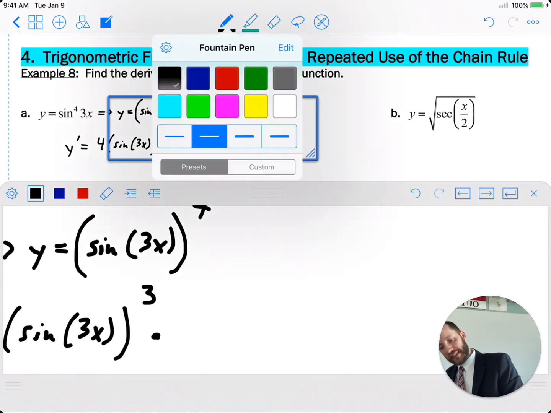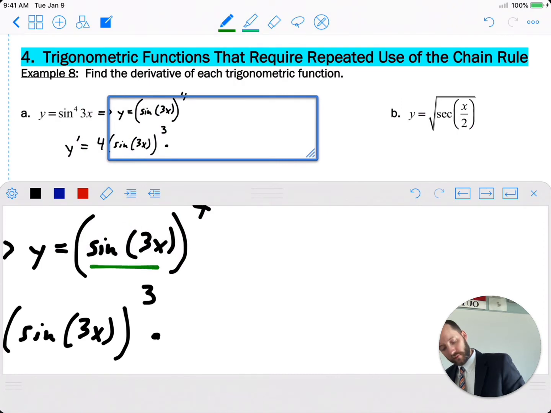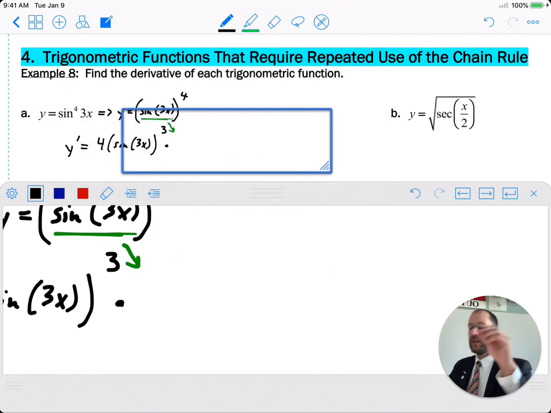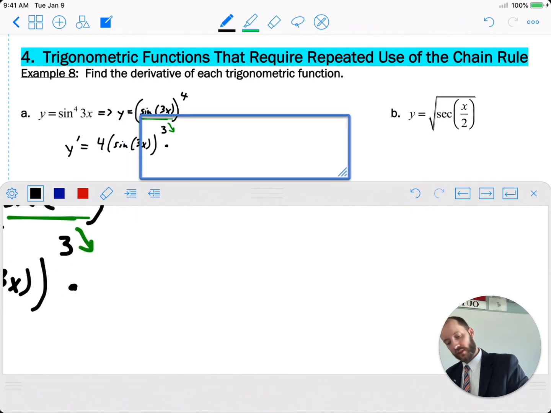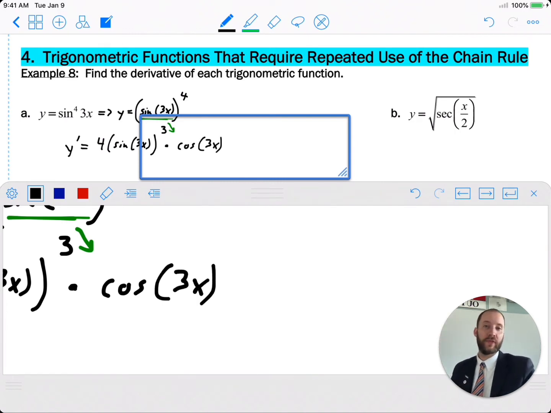So now the inside, coming right here. So inside, that's sine of 3x. So sine is the outside, 3x is the inside. So derivative of sine is cosine. Leave the inside alone, times derivative of inside 3x. So times 3.